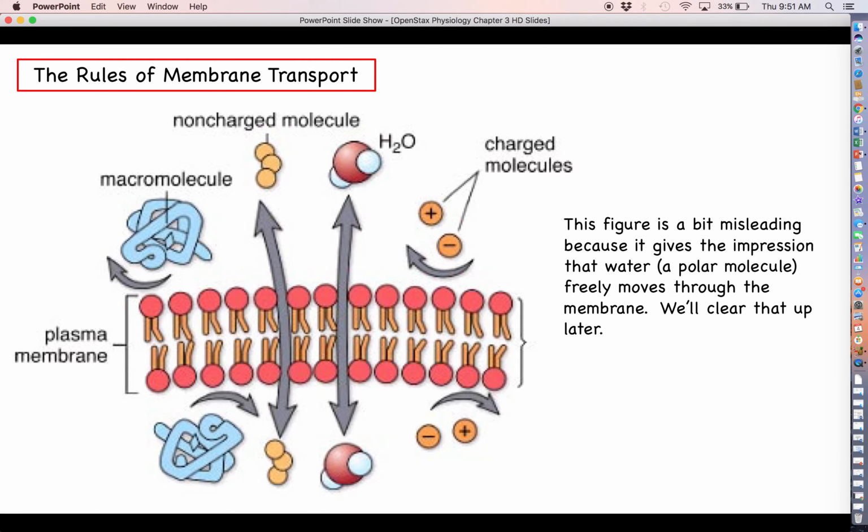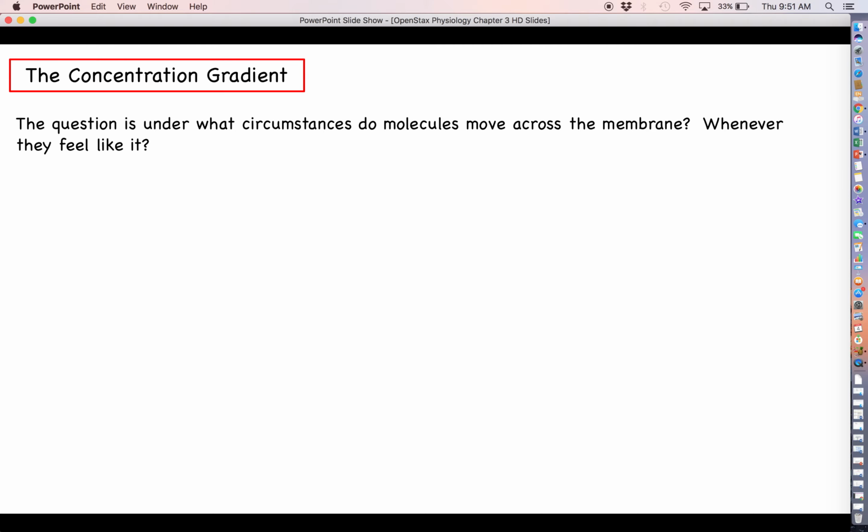So water does have a very difficult time passing through the membrane all by itself. It does get through, it's just going to get through very slowly, which is something that we will clear up a little bit later.